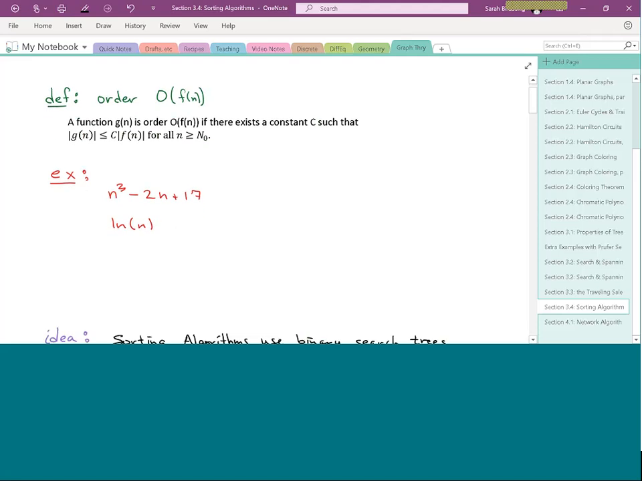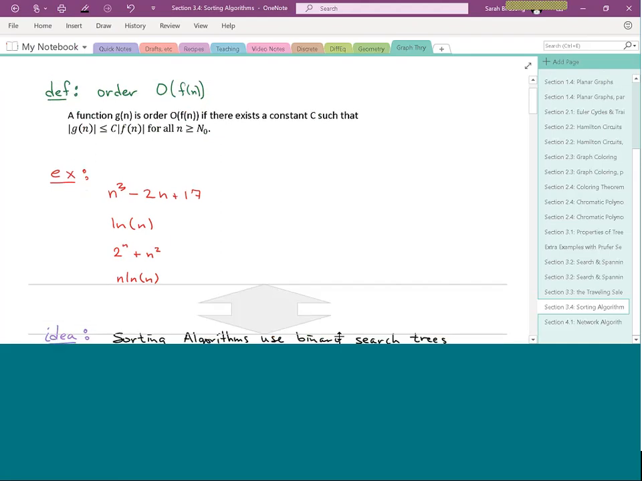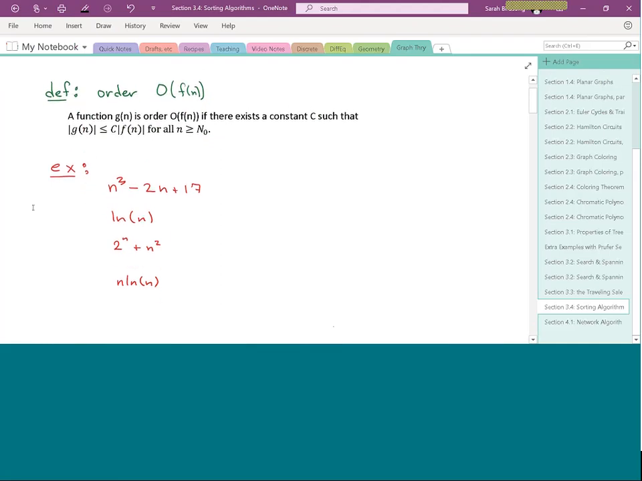Maybe you have 2 to the n plus n squared, and maybe you have n times natural log of n. And that should be sufficient in terms of examples, and if not, you guys let me know. Okay. And let's go ahead and give ourselves a little bit more space so you guys don't see any of that other stuff yet. Okay.